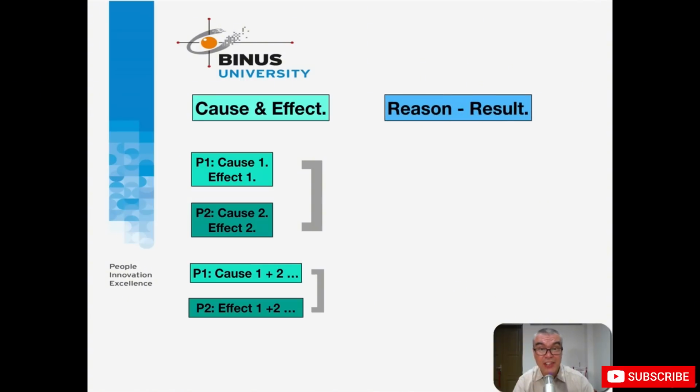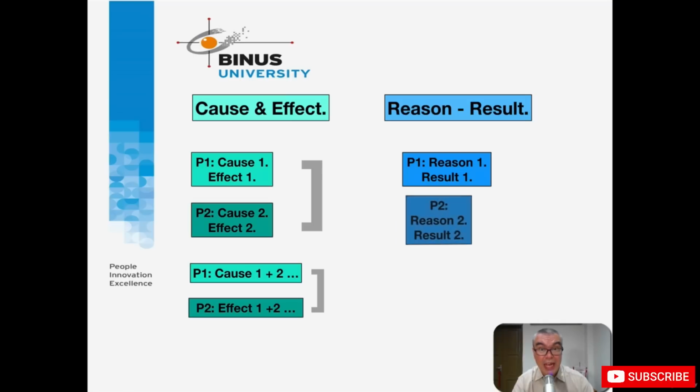Let's look at reason and result, which is another typical approach to writing. So again, you have reason and result, and this is similar. Paragraph 1 might discuss reason number 1 along with the result of this reason. And then the next paragraph will introduce reason number 2 and discuss the second result here. So that's one way. Or you could organize your paragraphs differently.